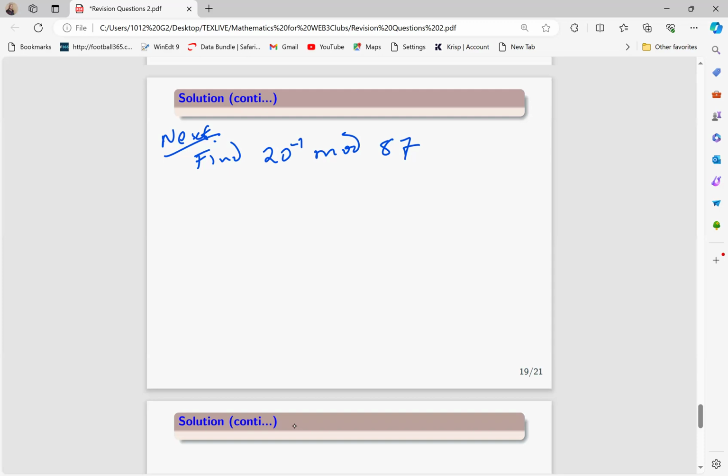Okay, so first we just ask: is it possible, does it have an inverse? 20 and 87. The GCD is 1. Right, so Euclid's algorithm, we'll start with that. How many times does 20 go into 87? 4 times. The remainder is 7, right?